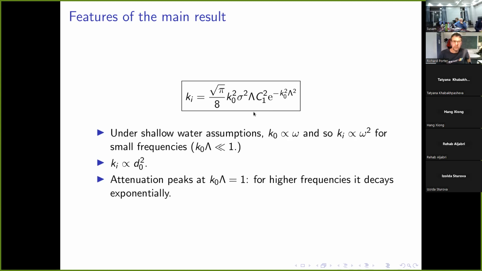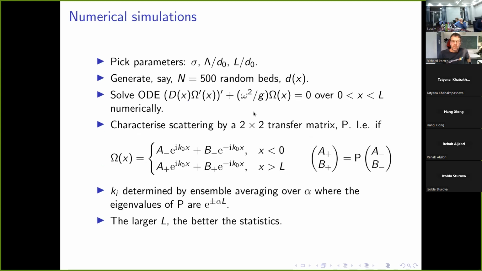Okay, alongside that theory that I've just shown you, we do numerical simulations. So this is trying to determine numerically whether or not the attenuation rate that we see by making random ensemble averaging over a large number of random beds over long transects of ice actually matches this theory. Okay, so I pick some statistical parameters. I pick a long bed. I generate, say, 500 random beds. I solve my ODE numerically.